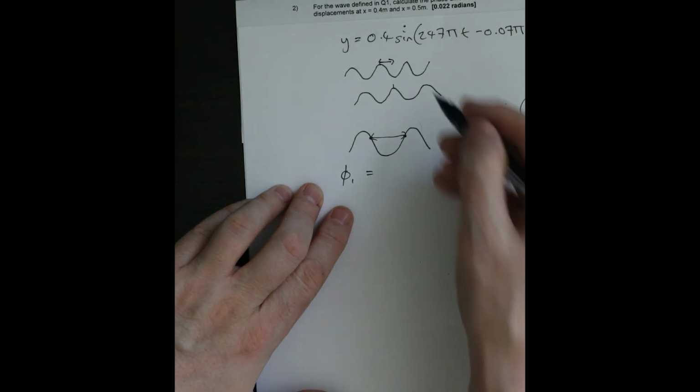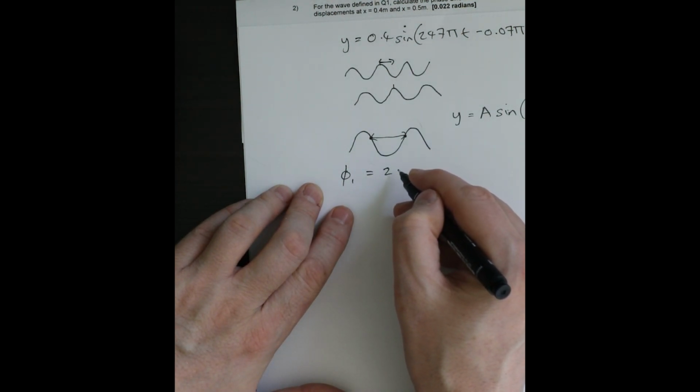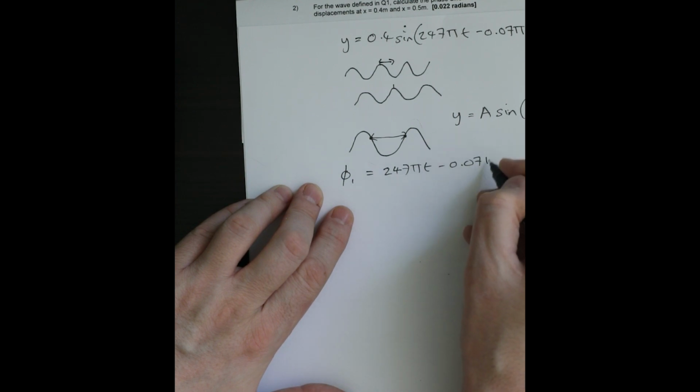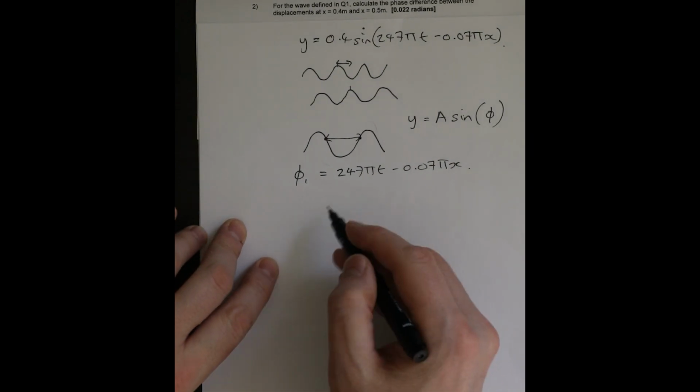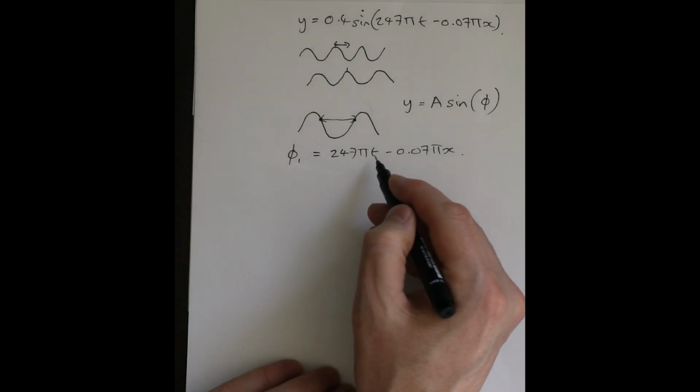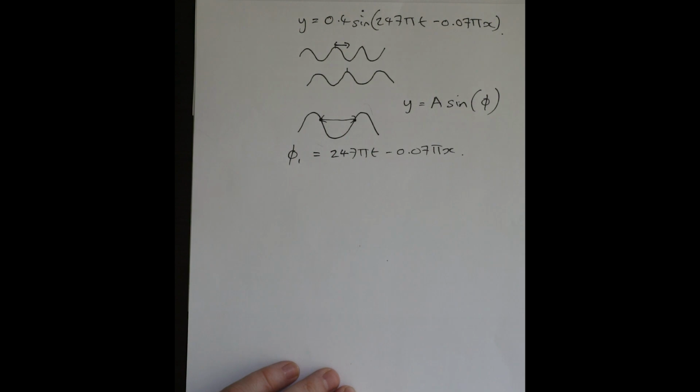So if I call phi 1, it's going to be equal to 247 pi t minus 0.07 pi x. But we have a problem here in that I'm being told two new displacements of 0.4 and 0.5 meters, but what I don't know is the value for t here. And the answer is that we just need to choose a constant value for t, and then we can calculate what the phase difference is associated with these two displacements.